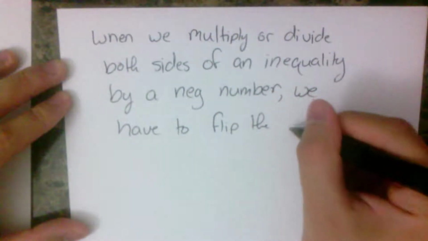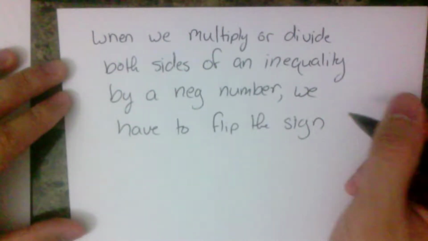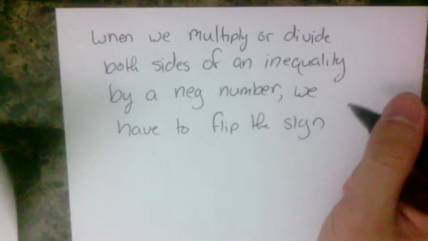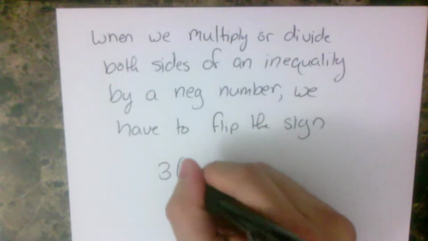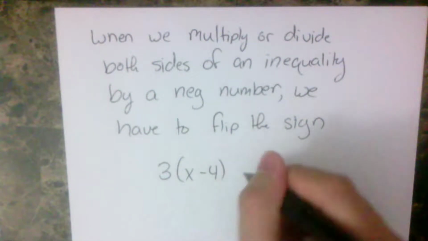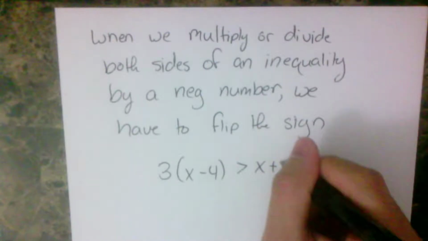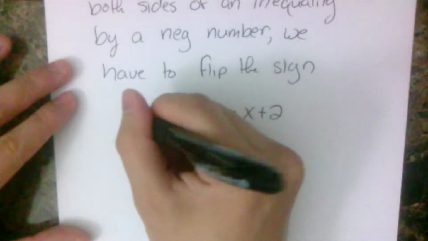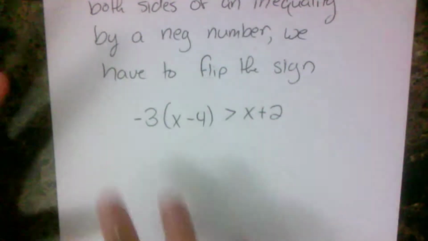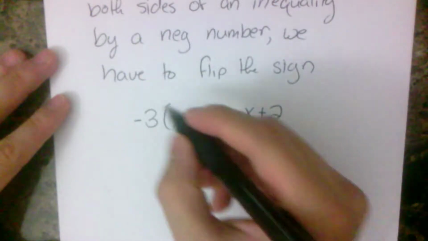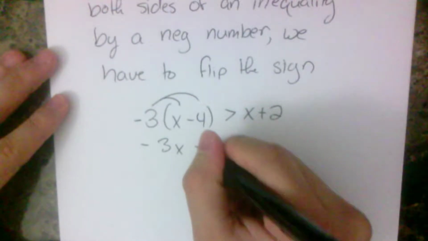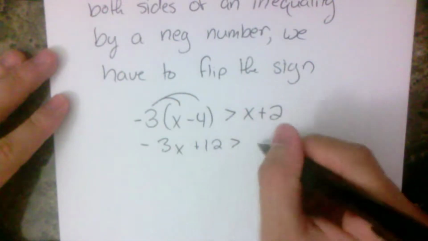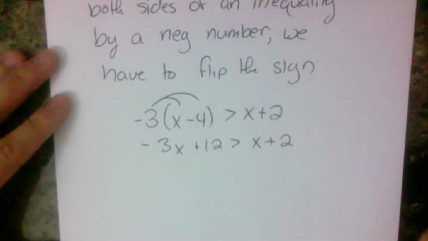So much like our last problem, I'm going to take the same problem here, 3 times x minus 4 greater than x plus 2. We're going to do the same exact thing, except we're going to change this to a negative. So from here, we're still going to distribute. Negative 3 is still going to distribute into both of these: negative 3x plus 12 greater than x plus 2.